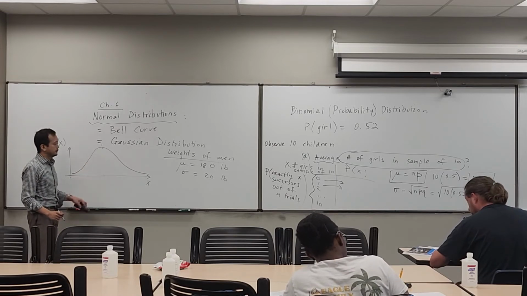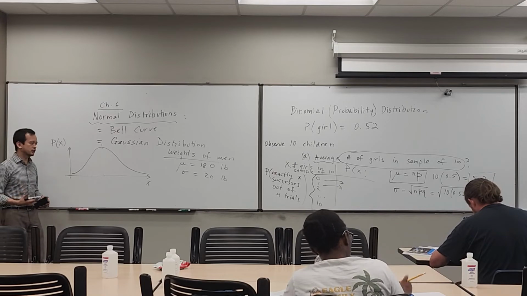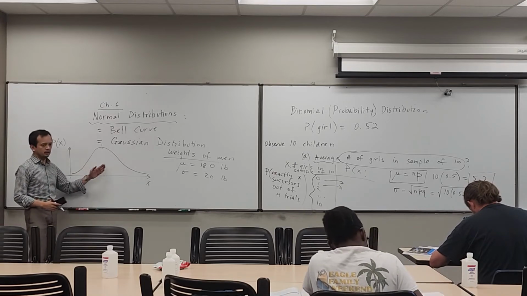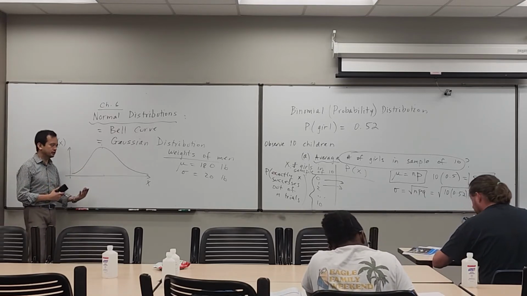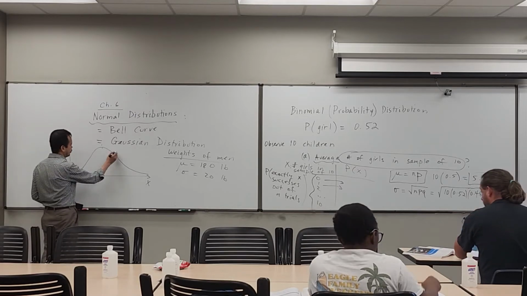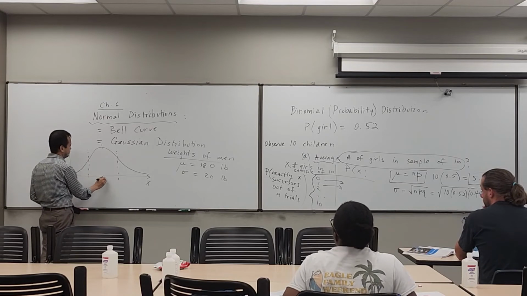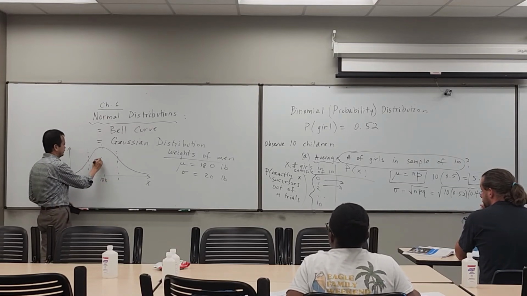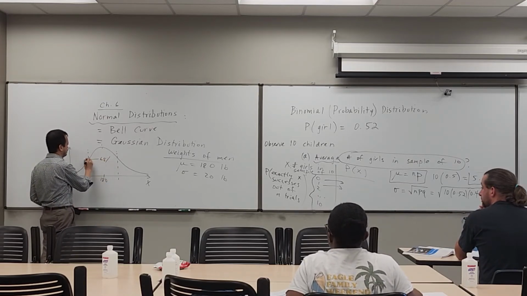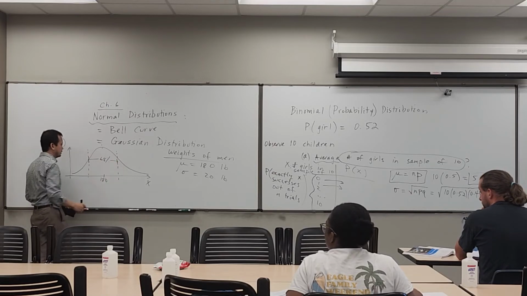So when we first started talking about bell curves, we talked about how there was a relationship between the percentage of the population that lie within a certain number of standard deviations from the mean. So we said that within one standard deviation of the mean was 68%. So 68% of all men are within one standard deviation of the mean.